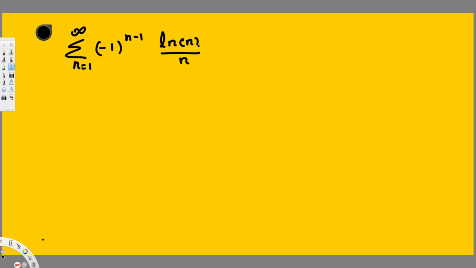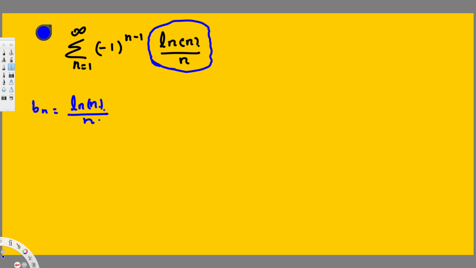Let's do this problem right here. Let's evaluate whether this alternating series converges or diverges. The first thing we have to do is pick out the b value. Everything except this negative 1 power is going to be the b value, right? So this is going to be our bn value. So bn is equal to ln n over n.